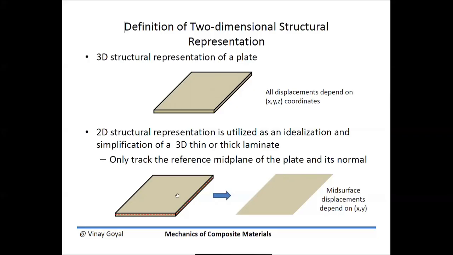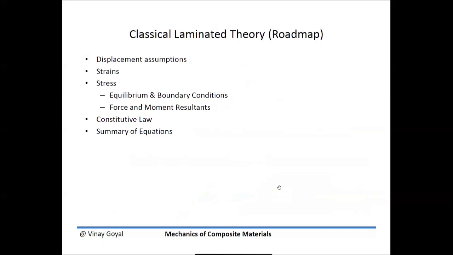The question is, how can we do this simplification in a way that's mathematically correct, physically correct? And again, since that's an assumption that we're making, there are going to be some fundamental issues with the equilibrium equations. So, classical laminated plate theory, we're going to start with the displacement assumptions, the strains, the stresses, and then we're going to go into the constitutive law. So, these are the areas that we're going to cover today as far as mechanics of materials.